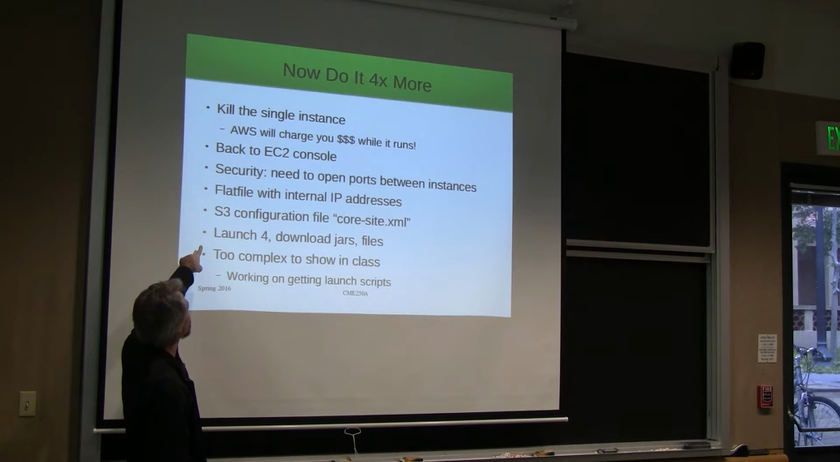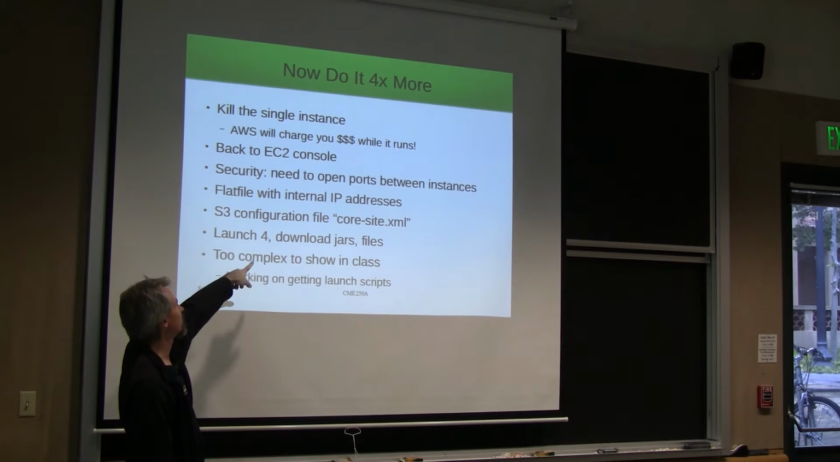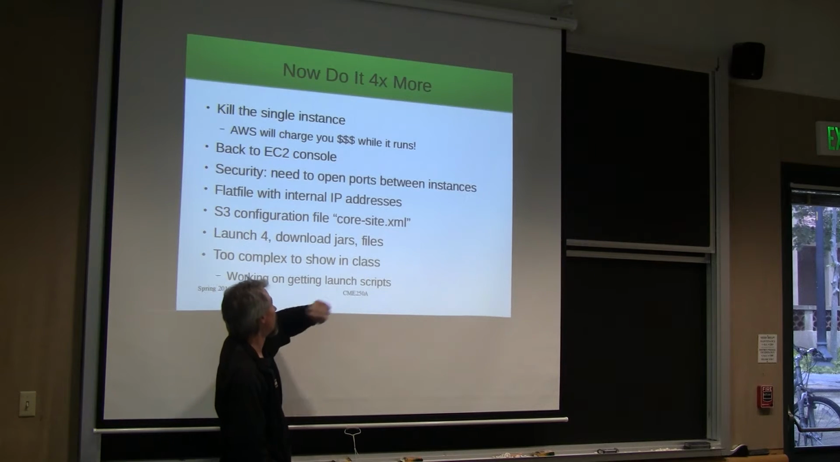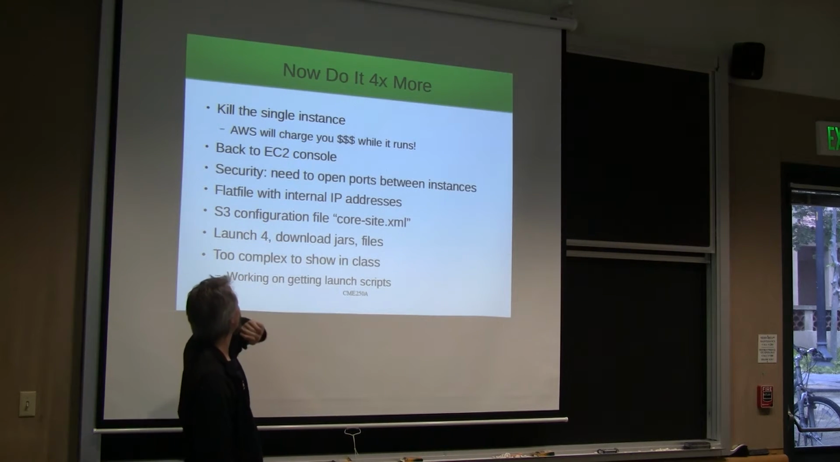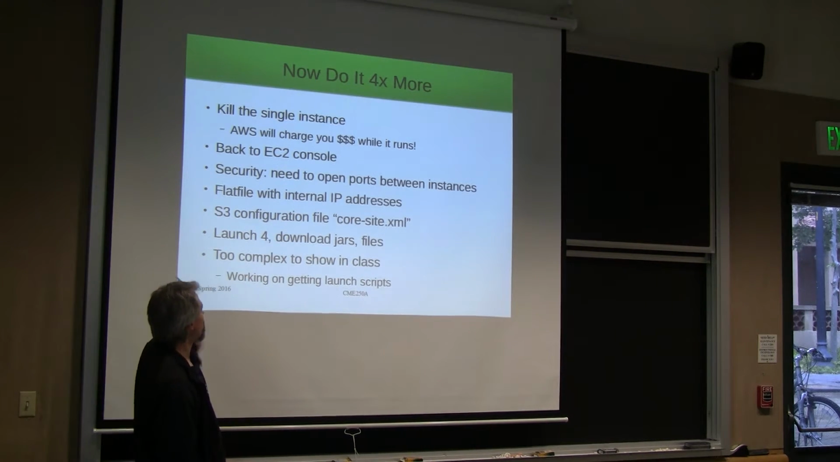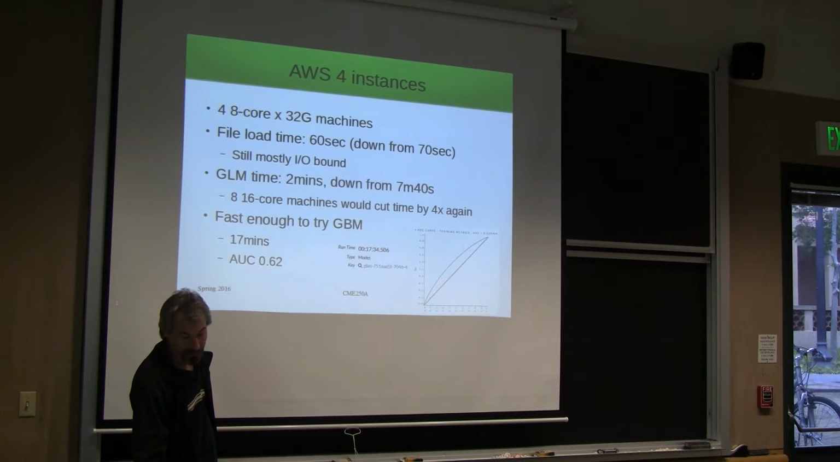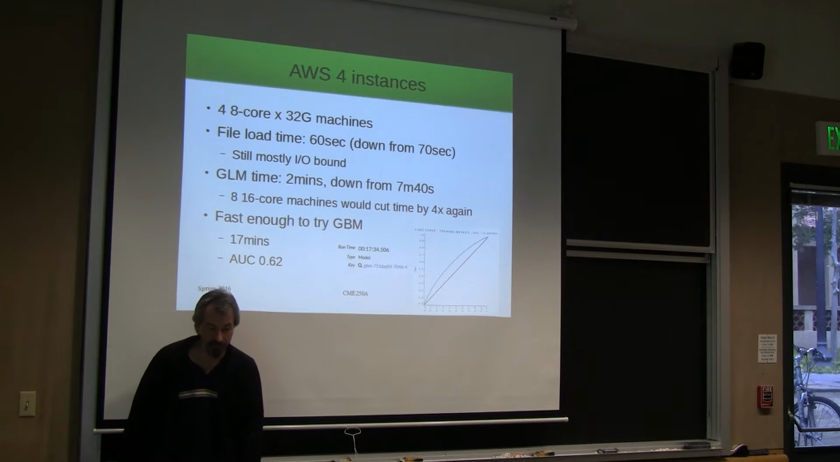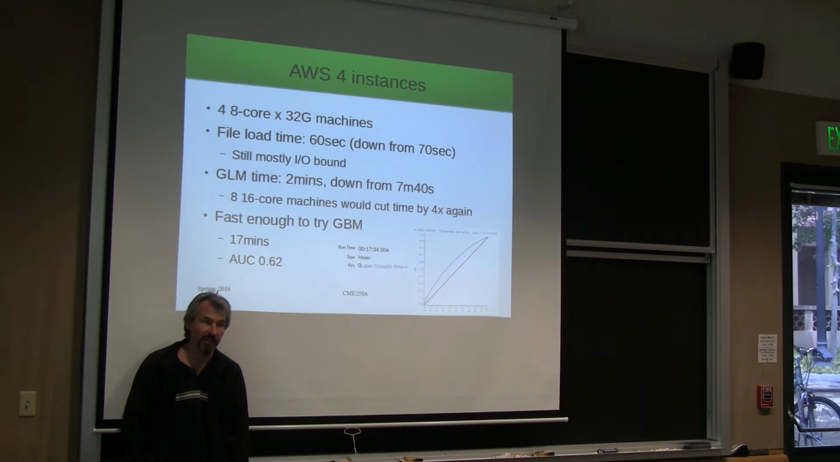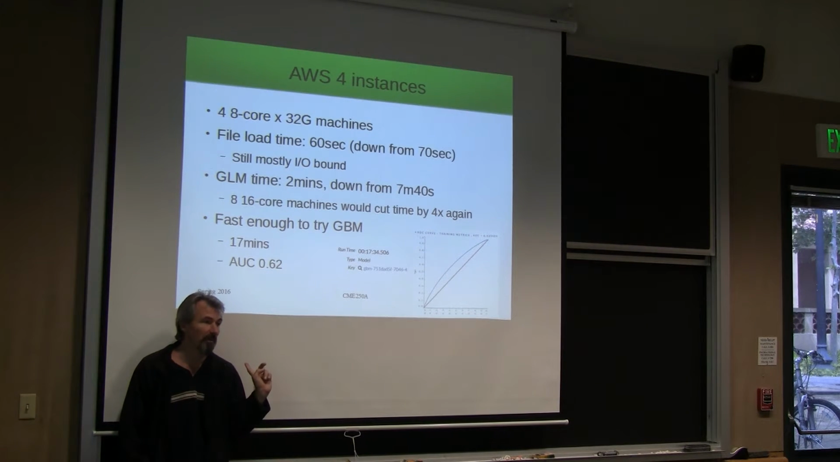I did get it to the point where I could launch my 4 instances, SSH them all, download my jar files, put in the flat file and the config file, and get the damn thing up and running. And I got it to go just right before I took off to drive here. So I ran on 4 8-core 32 gig machines. The file load time was about the same versus my SSD drive on my local machine versus AWS versus over S3. But S3 caches, and if I loaded a second or third time, it might have gotten faster. But it still looks mostly IO bound.